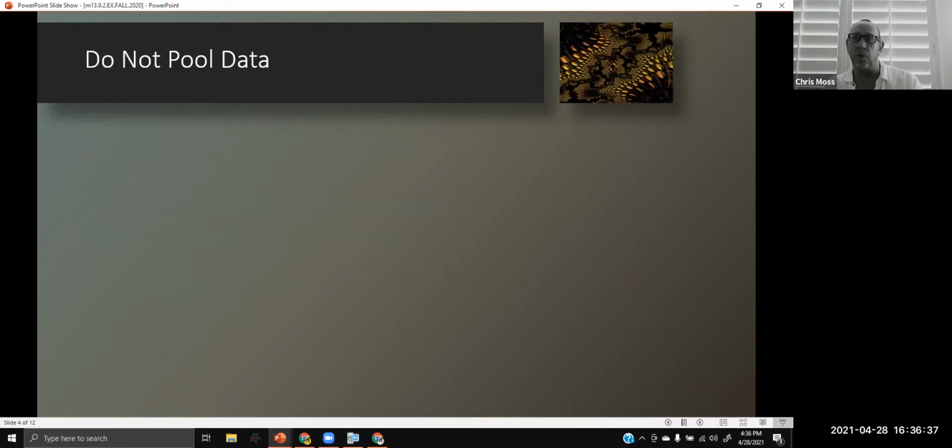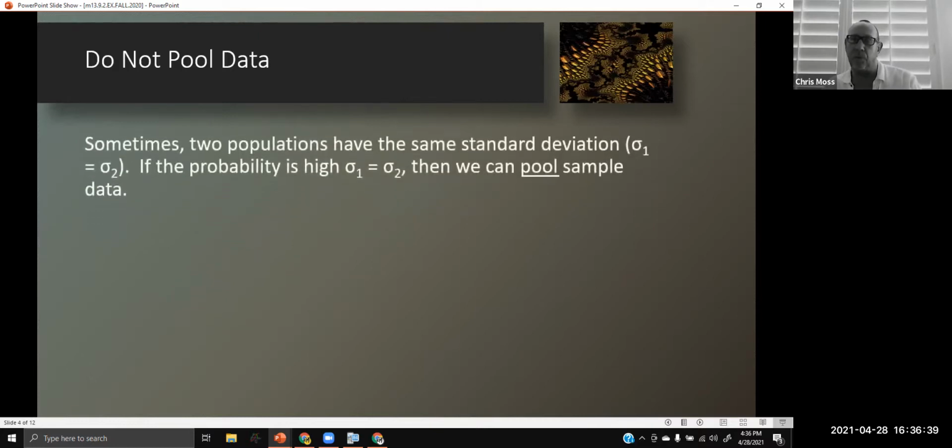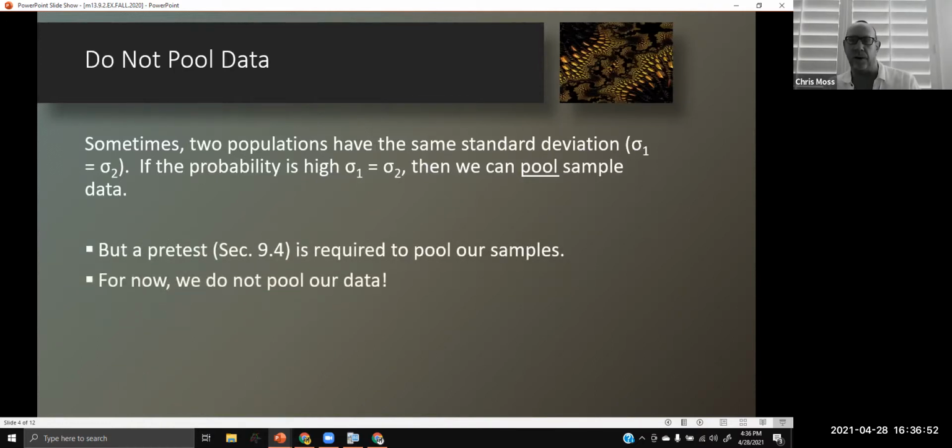Here, we do not pool our data. Sometimes two populations have the same standard deviation. If it's likely that that is the case, we can pool our data. But a pretest is required, and we're not going to pool our data this semester. And I'll go over that when we get to our calculator.